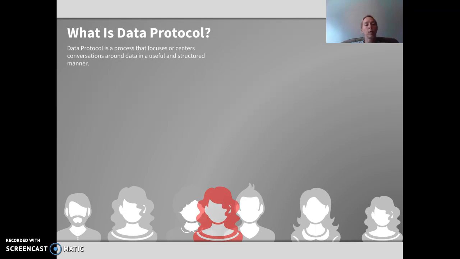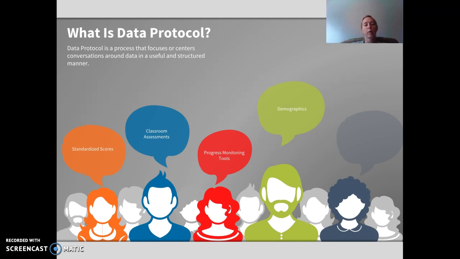What is data protocol? Data protocol is actually a process that focuses or centers conversation around data in a useful or structured manner.